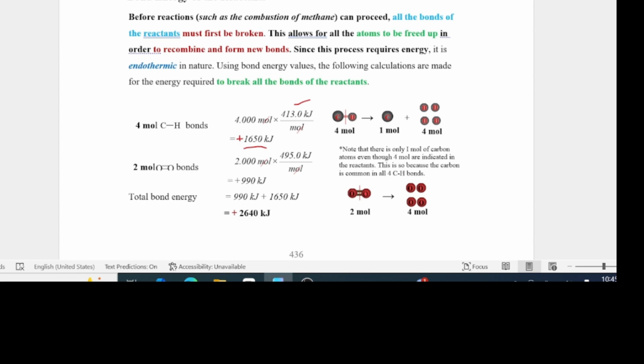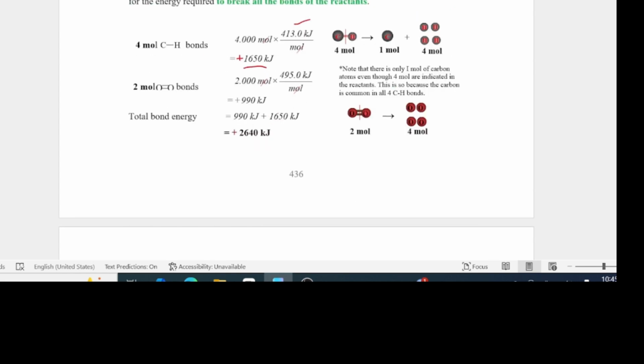We need to break 2 moles of oxygen double bonds. This is the bond energy associated with 1 mole of oxygen double bonds. You have 2 moles of that, and the value is positive because it's an endothermic change. Adding these two values together, we have the total amount of energy that must be used to break all of those bonds. Now we're going to see how all of these atoms recombine to form the products.